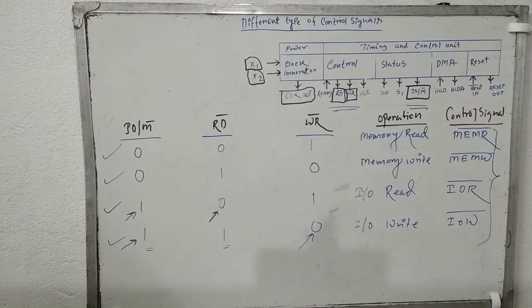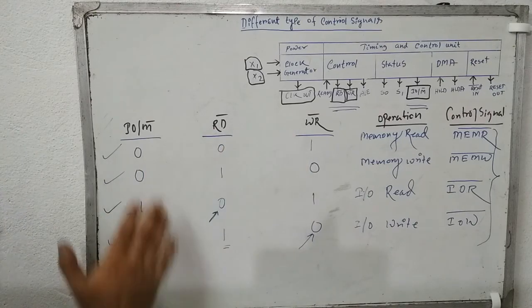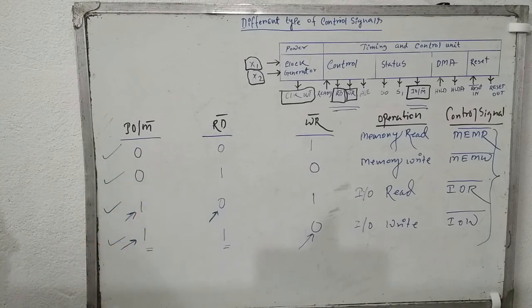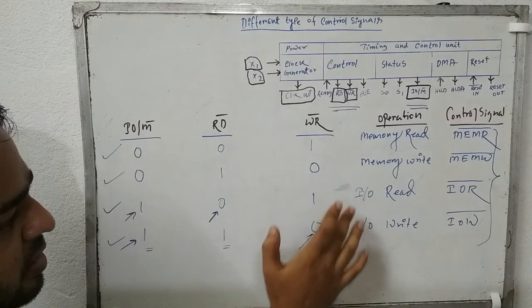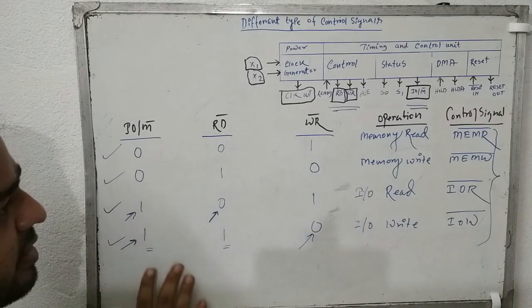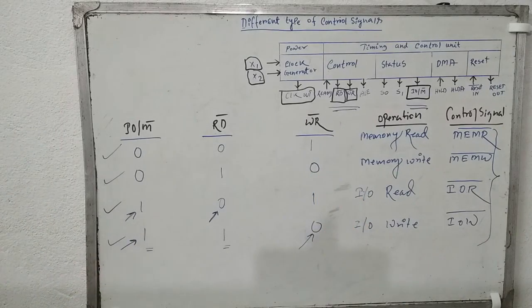So by combining these three signals, we can generate four different types of control signals. Two are the memory related signals and two are the input output related signals, as we can see over here.